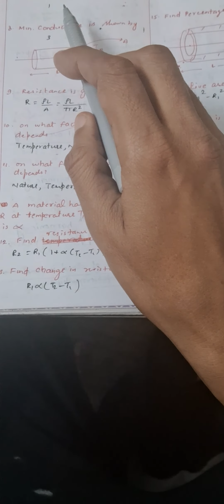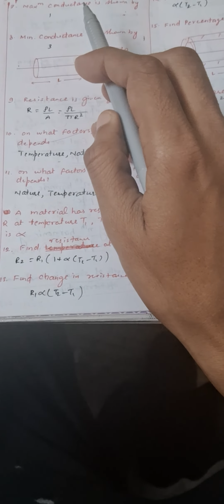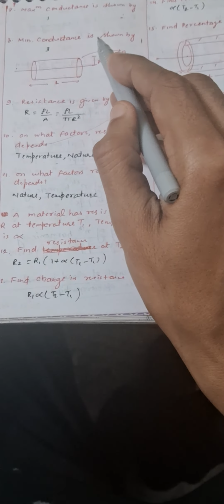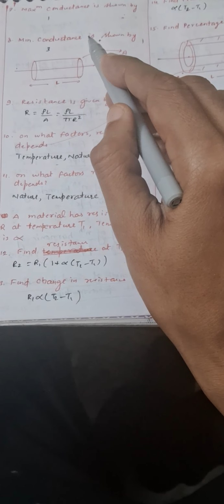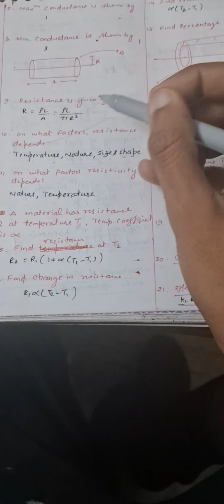Next question is maximum conductance is shown by. So maximum conductance corresponds to minimum resistance, which is shown by graph 1. Next is minimum conductance is shown by. So minimum conductance is shown by maximum resistance, which corresponds to graph 3.